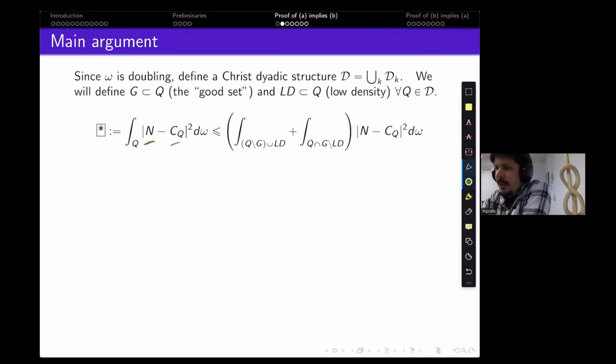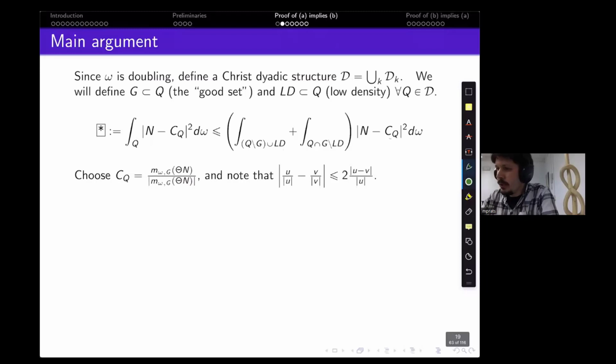Now, this integral can be separated into the bad set, the low density set, and the good set, which is not low density. We have these three regions. Now, we have the following formula. We will choose CQ, the constant, to be this one. So this is the mean divided by the absolute value of the mean. And then, of course, this is unit, and this is also unit. So it makes more or less sense. And we will use the following algebraic idea, that when you take the difference between two normalized vectors, you can control it by this. This is algebra, and you can check it.